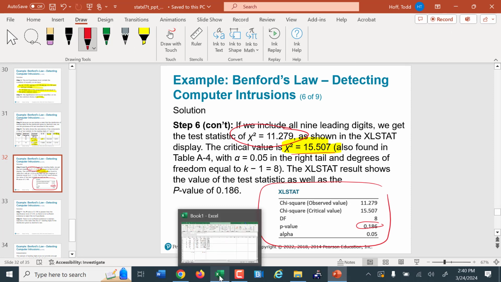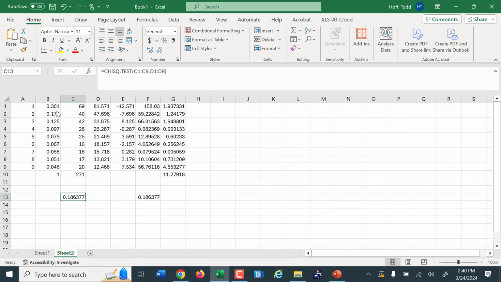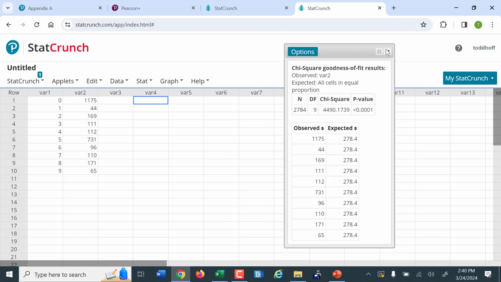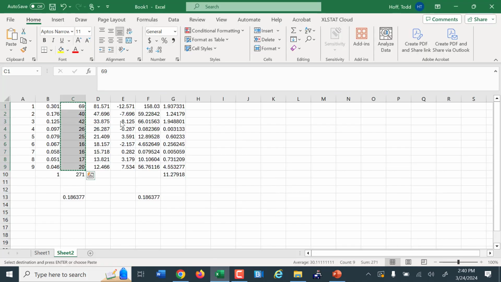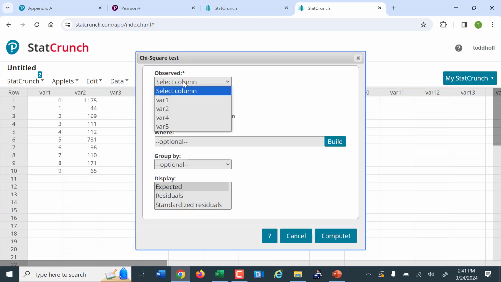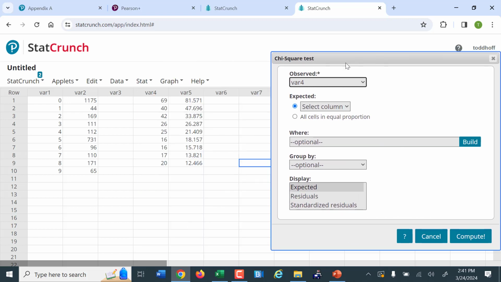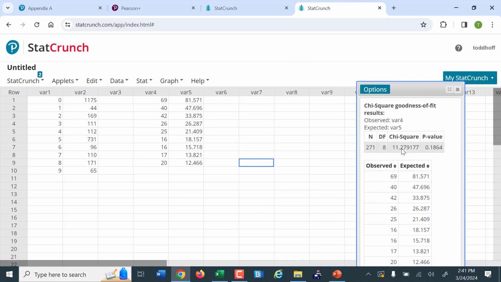We could do the same in StatCrunch. Let me go there. I don't have these values entered, so let me get them entered here. I'm just going to copy them right out of here. So I'm going to use my observed and my expected values. I don't need my percents in here. And let's do the goodness of fit, chi-squared. Observed column is V4, and the expected is V5. So we hit compute. And there we go. There's our test statistic, 11.279, and our p-value of 0.186. So exactly what we got from our other methods.